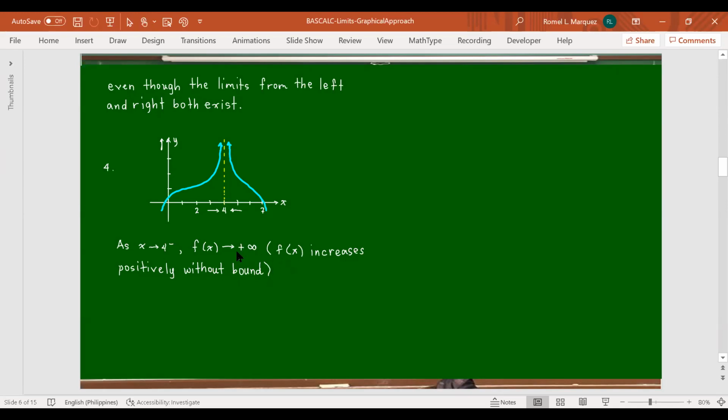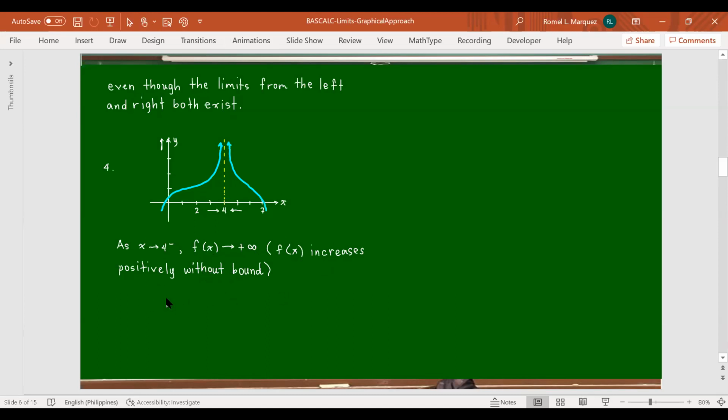So again, what does this mean? f of x approaches positive infinity. f of x increases positively without end. Meaning it keeps on what? Growing. It doesn't attain a specific value. Actually, this limit does not exist also. But it is specific that it is growing without end, and we don't attain a limiting value also. That's why it is also a limit that does not exist.